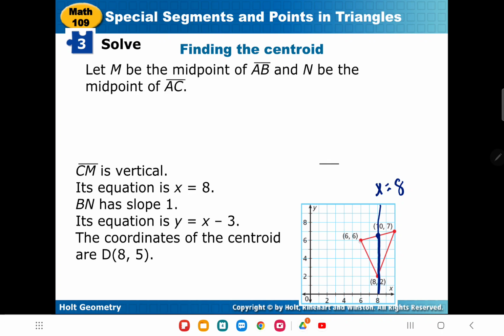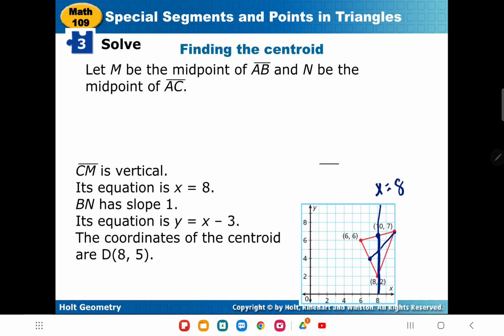If I find the midpoint of AC, it's going from 6, 6 to 8, 2. That midpoint is located at 7, 4. And that line has a slope of 1. Equation is y equals x minus 3. Now I can solve this system to determine the coordinates of the centroid simply by substituting 8 in place of x into my second equation.